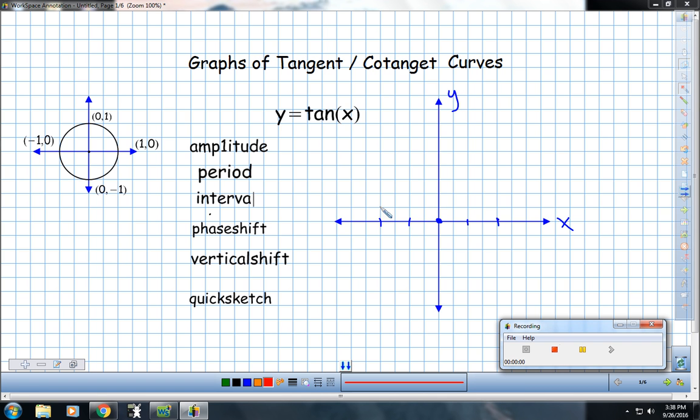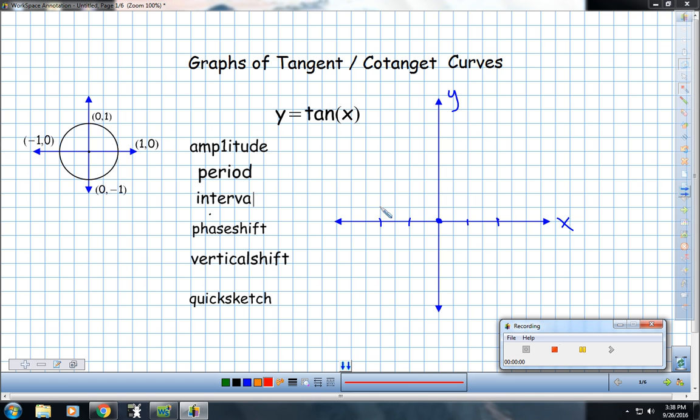Okay, fine young scholars, today we are going to look at the general graphs of the tangent and cotangent curves. Then we'll do a couple of examples where we're actually graphing ones that are beyond just the base graph. So let's come up with what the tangent graph looks like.